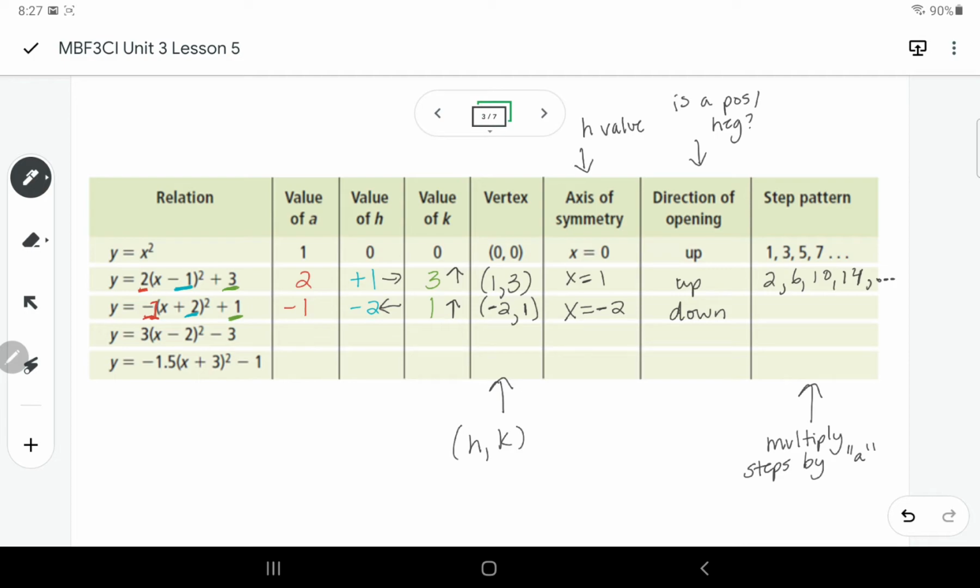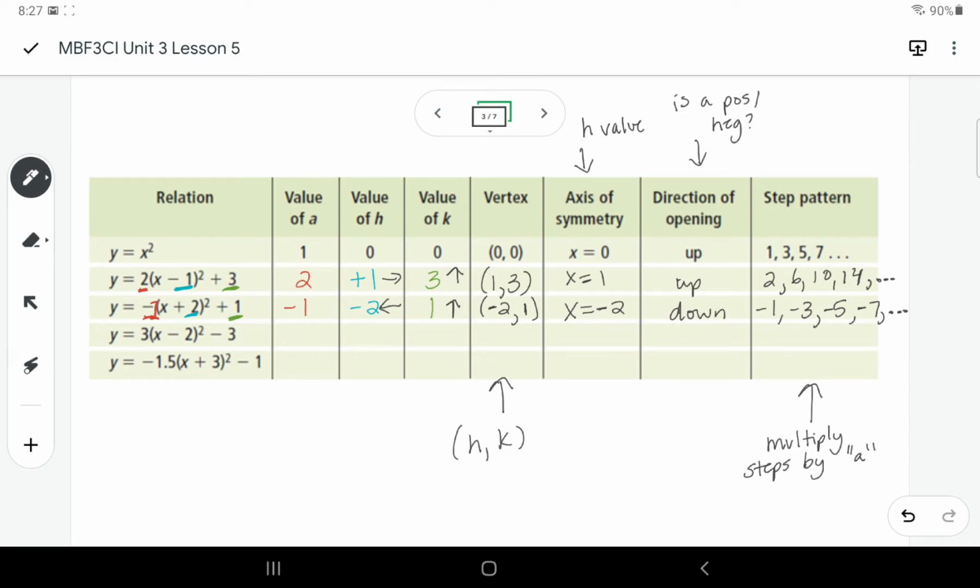So we get our step pattern by multiplying the original 1, 3, 5, 7 by my A value. So I'm going to multiply these by -1. So this is going to be -1, -3, -5, -7. So that's the same shape, but just flipped downwards.